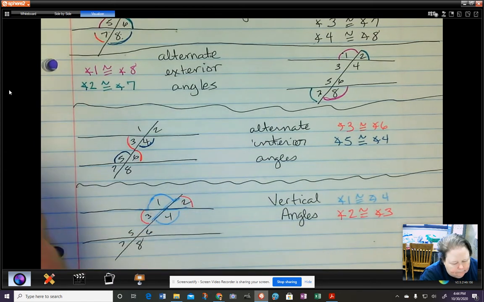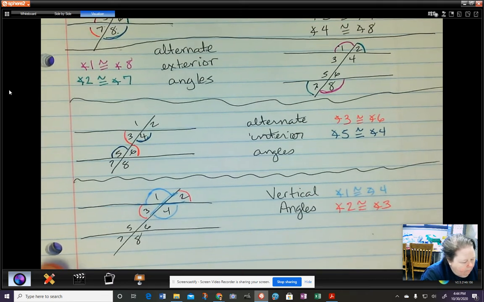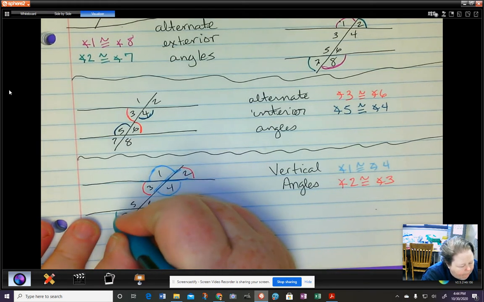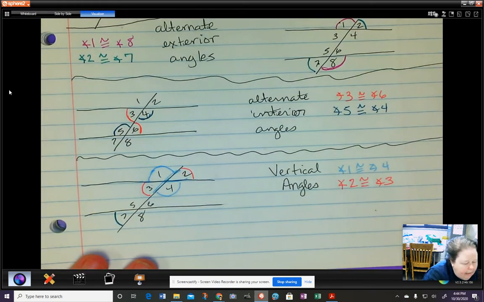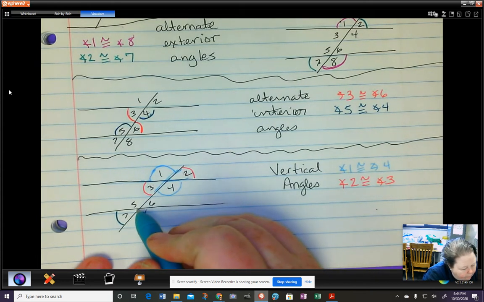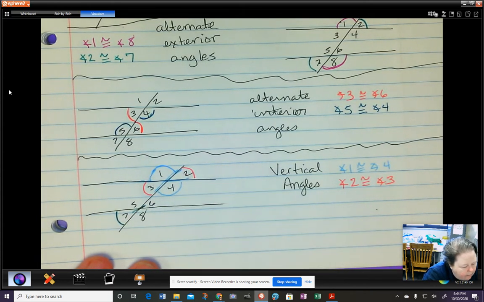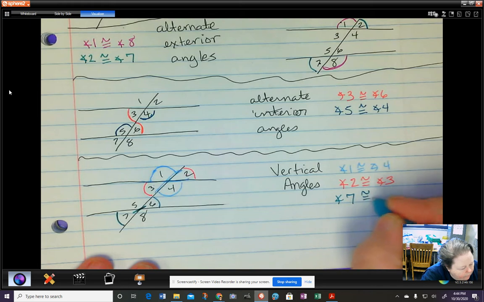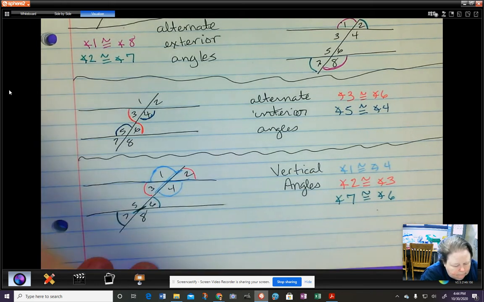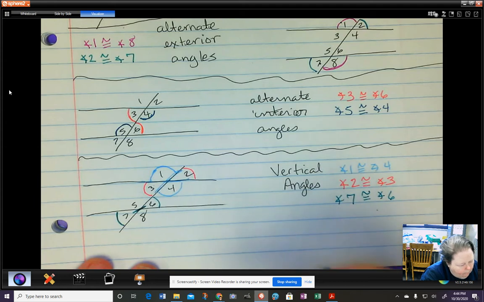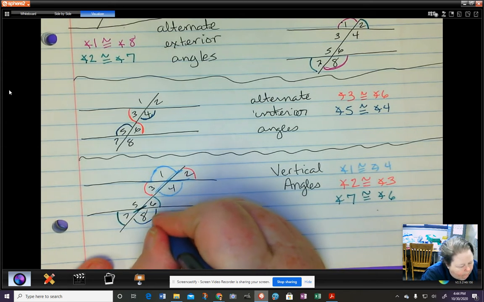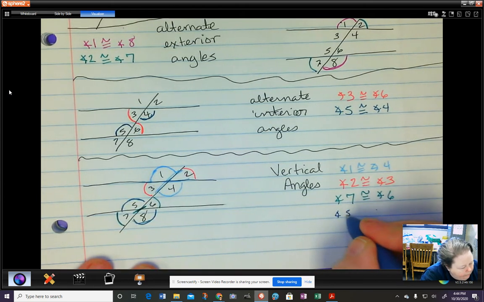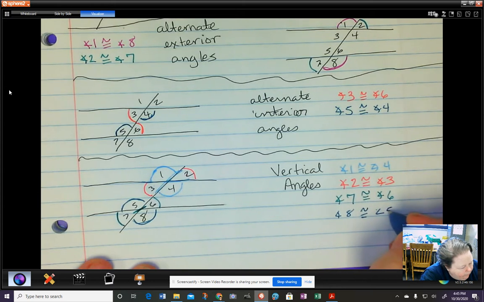See right here. What about going down on the second part? Angle 7 is congruent to what angle? Where's the V at? If we cross through it, it's going to go to 6. So angle 7 is congruent to angle 6. And one last set, angle 8 is congruent to angle 5.